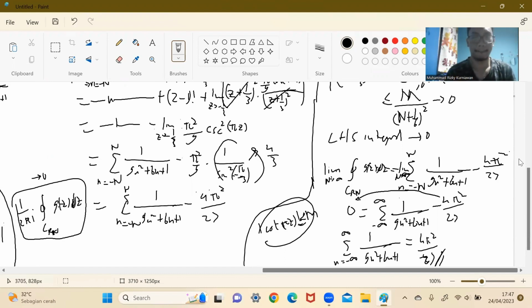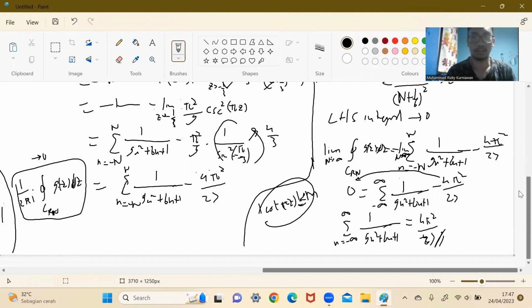Still, I feel like it's quite a beautiful result here. And that's another question that I could not solve the first time around, but solved now.